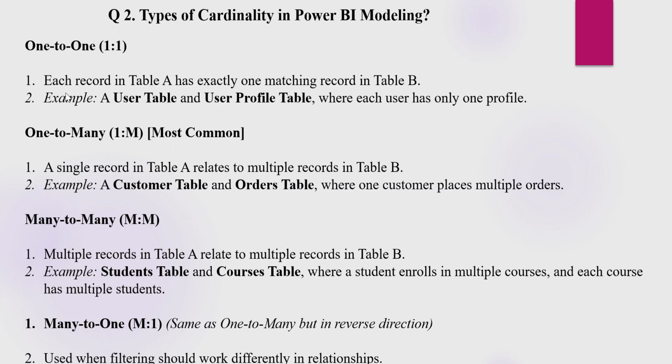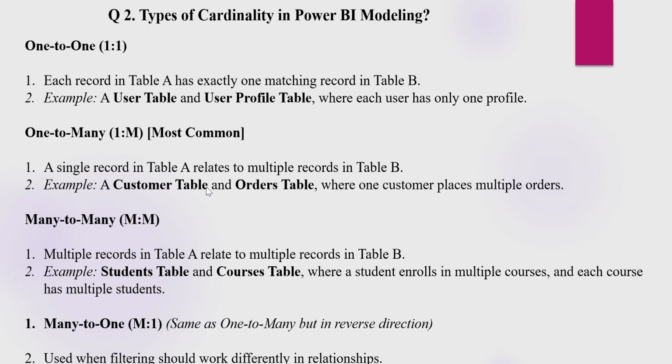First, in one to one, each record in table A has exactly one matching record in table B. For example, a user table and a user profile table where each user has only one profile, or one person has only one PAN ID, the PAN card. That time also we use one to one relationships.